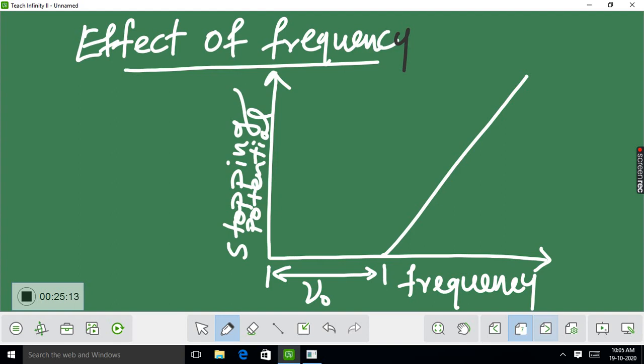And moreover, we found that there is a minimum frequency nu zero, which is known as threshold frequency of incident radiation. This is the frequency at which the photoelectric emission begins. For a frequency less than threshold frequency, there will be no emission. If nu zero is the threshold frequency, h nu zero, the energy of an incident photon having threshold frequency, is the minimum energy required for photoelectric emission. So there is a minimum frequency required for photoelectric emission, known as threshold frequency.